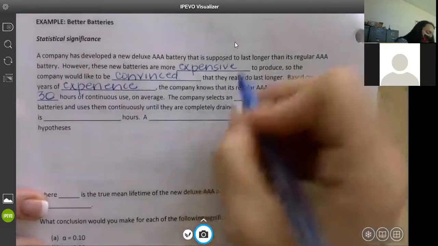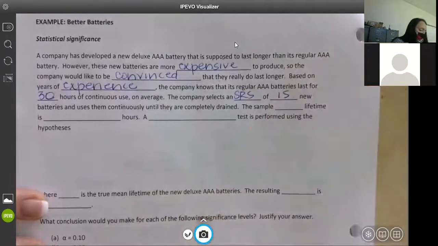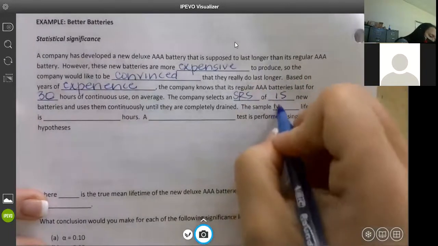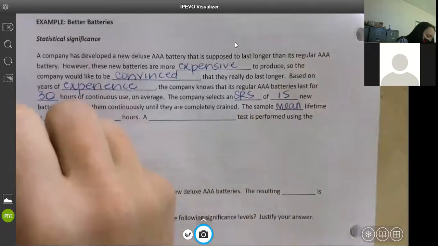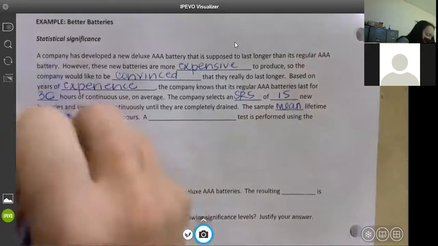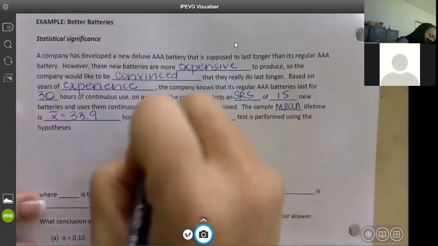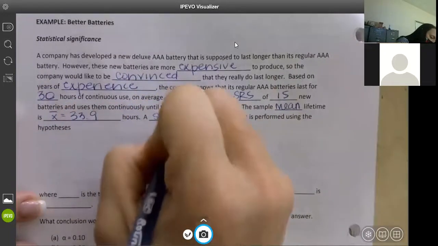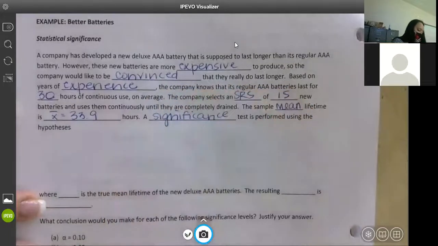The company selects an SRS of 15 new batteries and uses them continuously until they are completely drained. The sample mean lifetime is x bar equals 33.9 hours. A significance test is performed using the hypotheses.